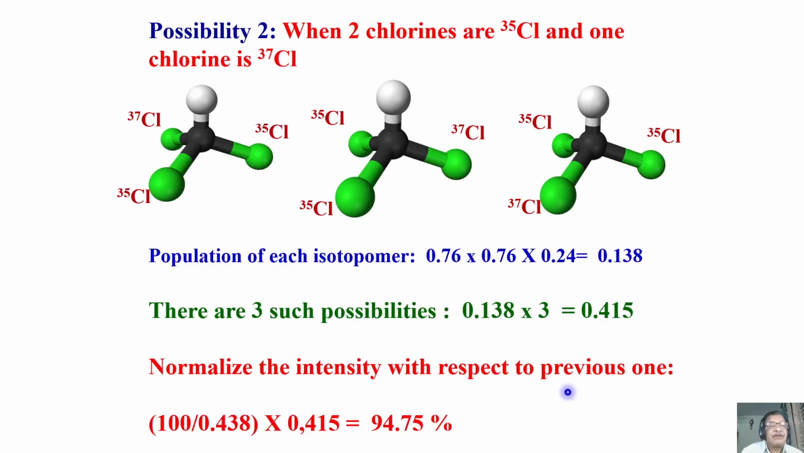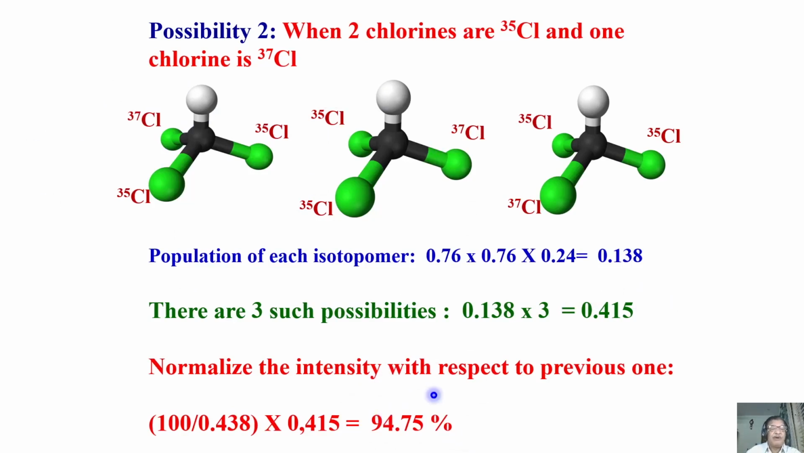Now compare this intensity with the original first possibility where all were 35. Now normalize this other one: it is 100 by 0.438 into 0.415. This turns out to be close to 95%. It's simple arithmetic. You don't have to do anything. Okay. Now for all the three possibilities of the isotopomers where two chlorines are 35 and one chlorine is 37, the population, if you calculate, turns out to be 95%.